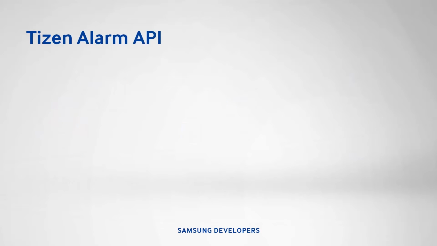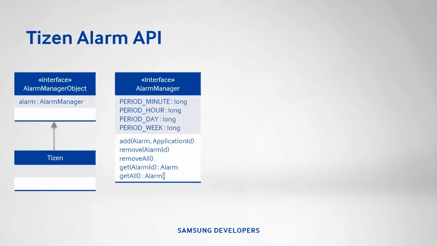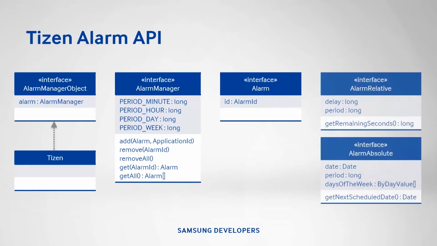Here's a quick look at the interfaces and methods in the Tizen Alarm API. The Alarm Manager object interface defines what is instantiated by the Tizen object from the Tizen platform. Next is the Alarm Manager interface, which provides methods for managing alarms like add, remove, get, and get all alarms. It also provides constants for intervals which can be used later for alarms. The Alarm interface is an abstract interface for alarm types. Tizen supports two types of alarms, relative and absolute.